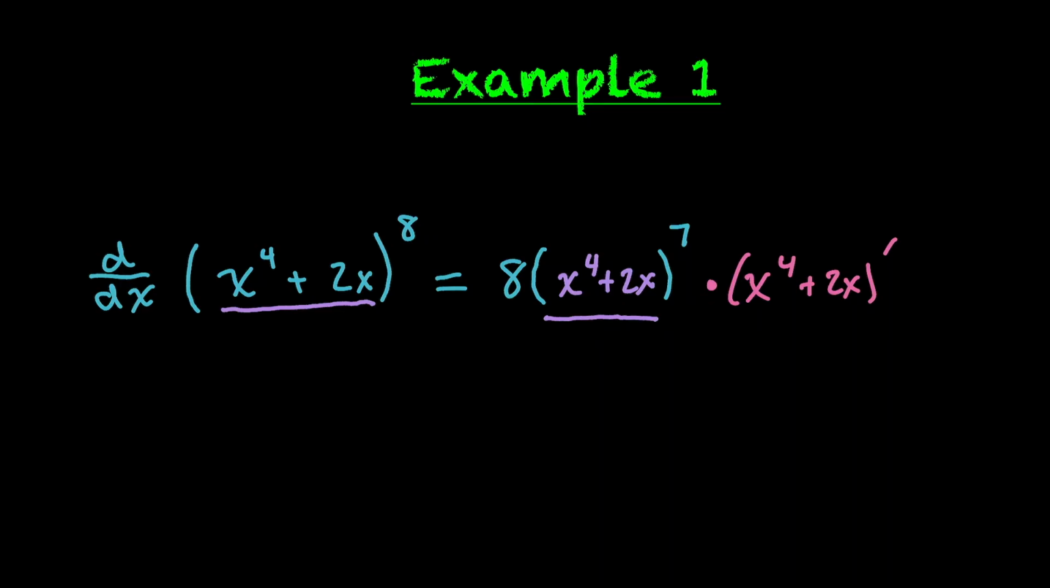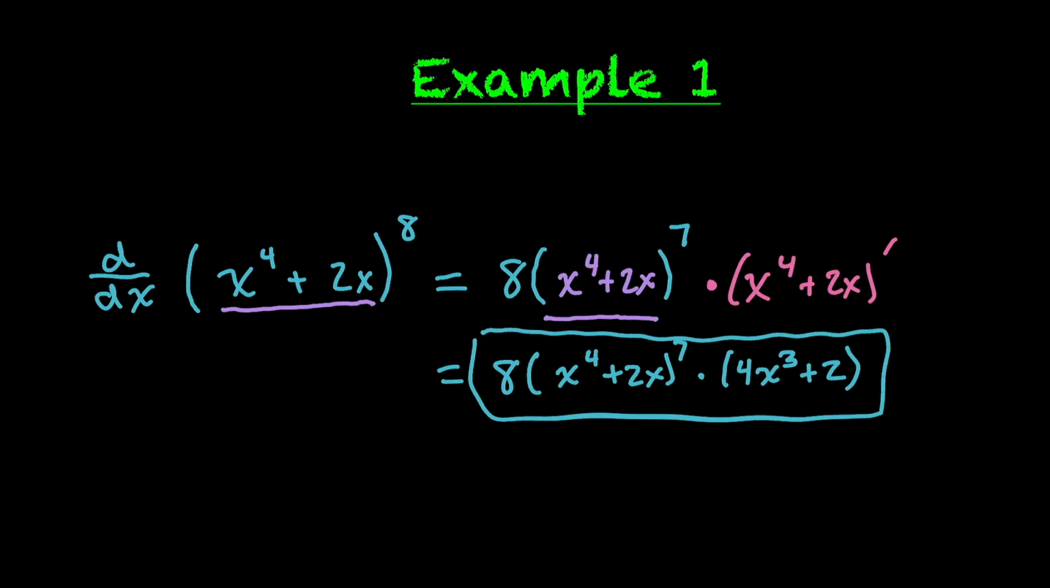All right, so to finish off this problem, all we have to do is copy the stuff that we're not doing any more derivatives for. So namely the 8 times x to the 4th plus 2x, all raised to the 7th. That's all done. And all we have to do is this little derivative of x to the 4th plus 2x, our chain. So the derivative of x to the 4th by the power rule is 4x to the 3rd. And then the derivative of 2x, the derivative of a constant times x is just the constant, so plus 2. Okay? And there it is. There is our final answer using the chain rule.